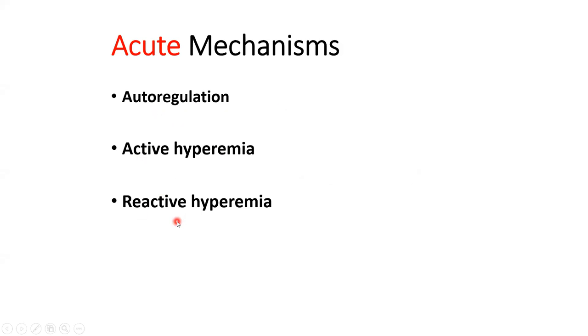Now I would like to give a word of caution here. This is not exactly the sequence of your textbook Guyton. I have changed it so that it's more student learner oriented. So with that caution, let's proceed. So once again, acute mechanisms are three: autoregulation, active, and reactive hyperemia. Now I understand that these two you may have already studied to some extent in your high school.